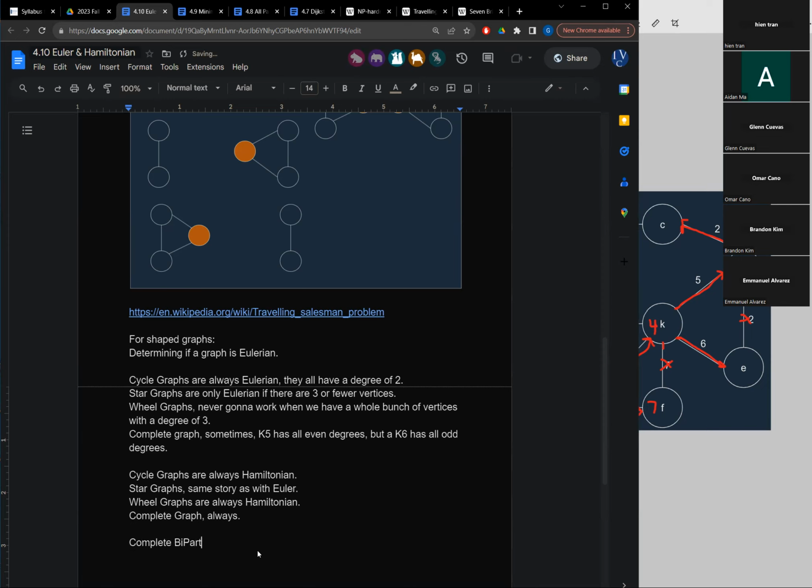Complete bipartite, I'll leave for you to think on that one. Those are regularly shaped patterns where the degrees of vertices are known. So for Euler, you figure it out. For Hamiltonian, that's going to require a little bit more thought. Just do a little experimentation and see what we get.